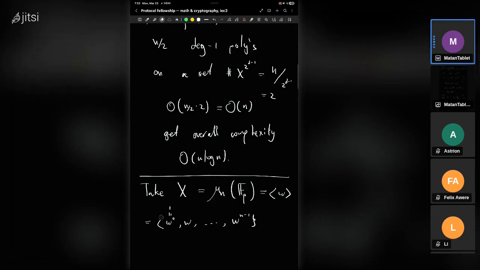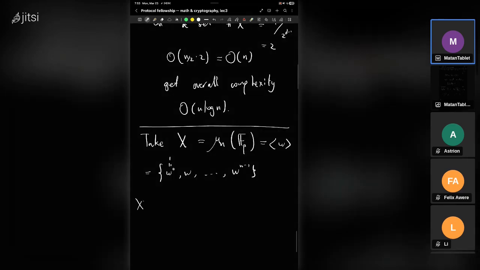This is the set of n roots of unity. It's not exactly in FP, so I need to go to a big enough extension in order to have this sampling set that has the shrinking property I'm looking for. But why would it have the shrinking property?